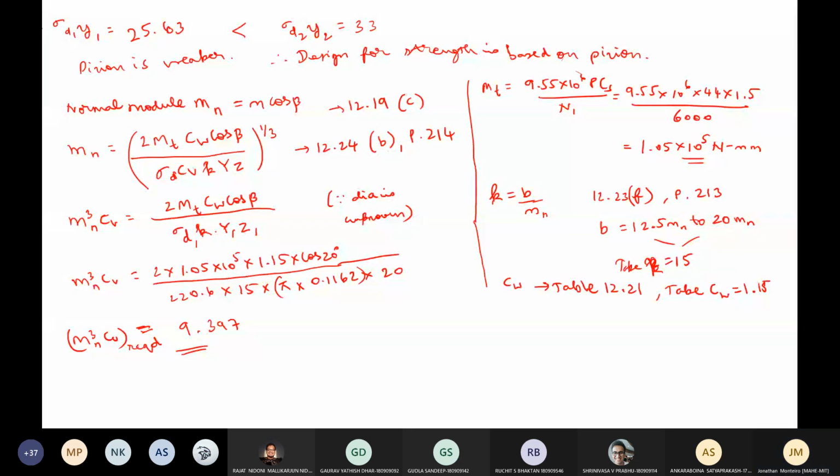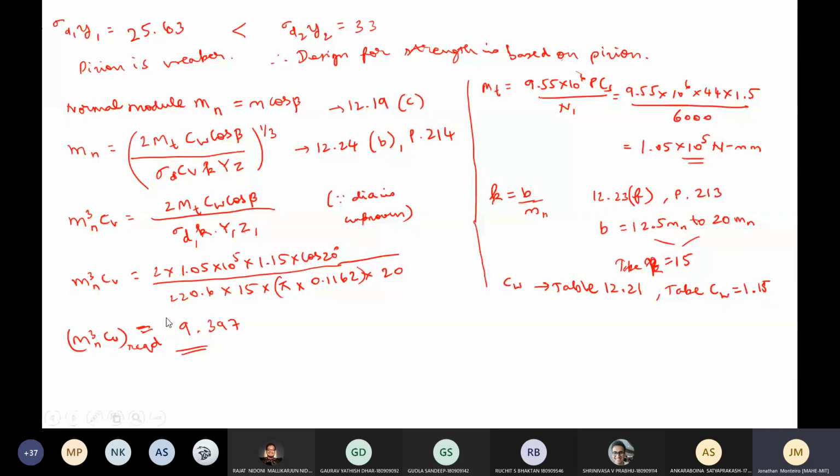Now, since Mn cube Cv is found, we have to find which module suits this 9.397. If you give Mn as 2, Cv is always less than 1. 2 cubed is 8, and 8 into something less than 1 will never give you 9 or more. So we'll start with 3. 3 cubed is 27. If you take Mn as 3 mm, we will see whether it fits, and we'll try to optimize it. I'll go to the next slide now.